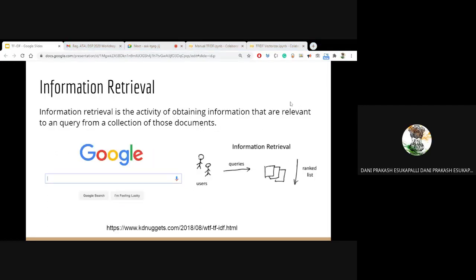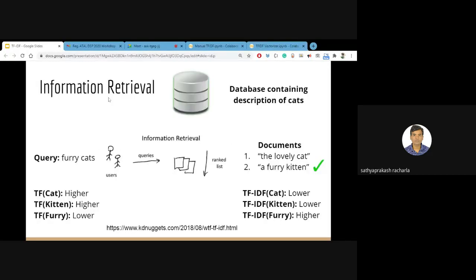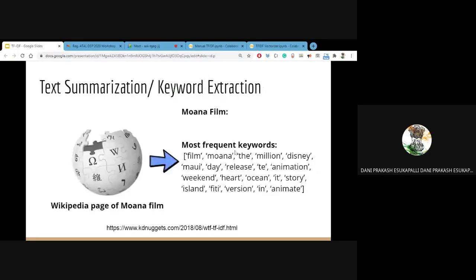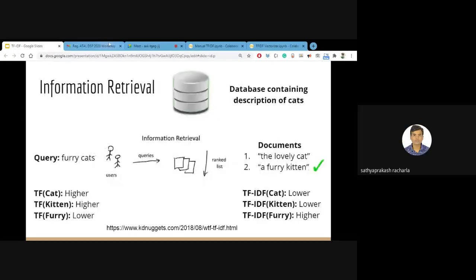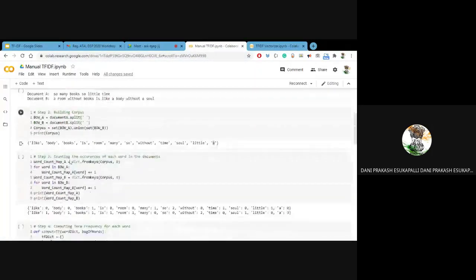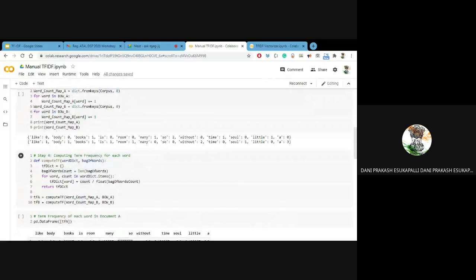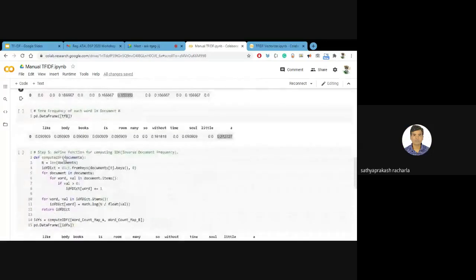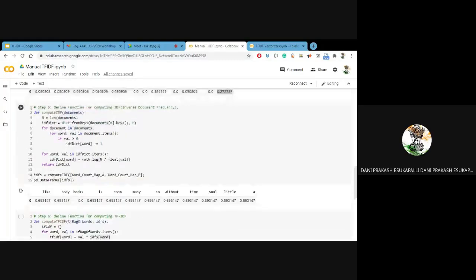Excuse me, sir. Sir, in step 5 you mentioned inverse document something. What's the use of that inverse? Why do we need to take that inverse? This one, the inverse term, right? Yes. See, I'll explain with an example.